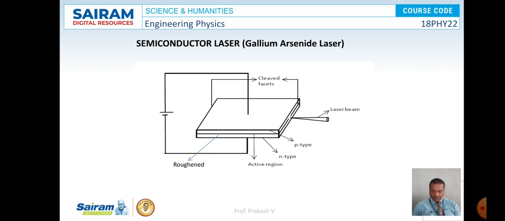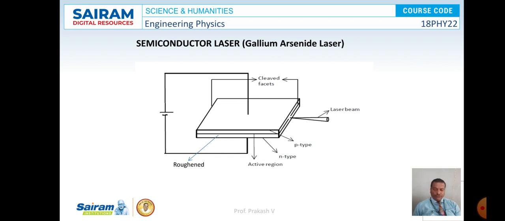The electrons from the N section and the holes from the P section flow across the junction. An active region is formed where electrons and holes recombine and emit photons. This is a process of spontaneous emission. Under normal condition, the concentration of electrons in the valence band is greater than those in the conduction band. Thus, population inversion is not possible.